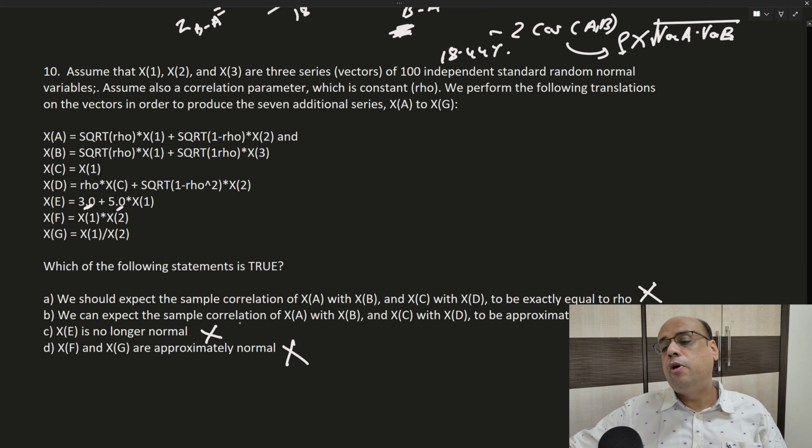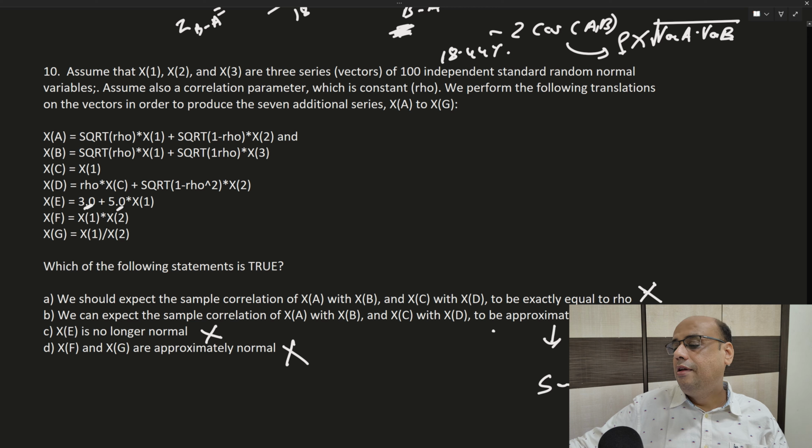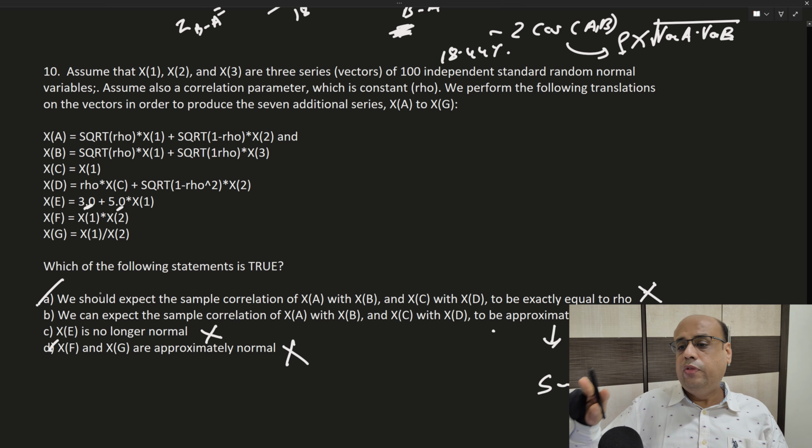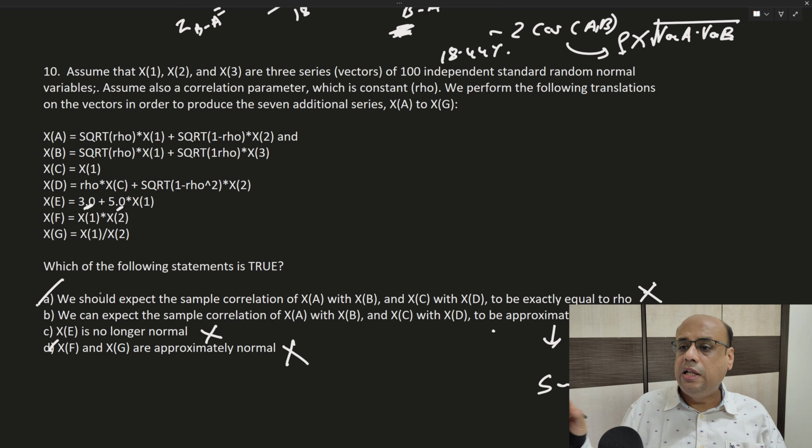So what are we left with? Point B. B is correct even otherwise. Even if we don't go by this logic, this is approximately equal. Just because their correlation is rho, it can never be exactly equal. It will always be approximately equal due to sampling error. So even if we did not go through A, C and D to arrive at B, we can also look at it on a standalone basis and judge.